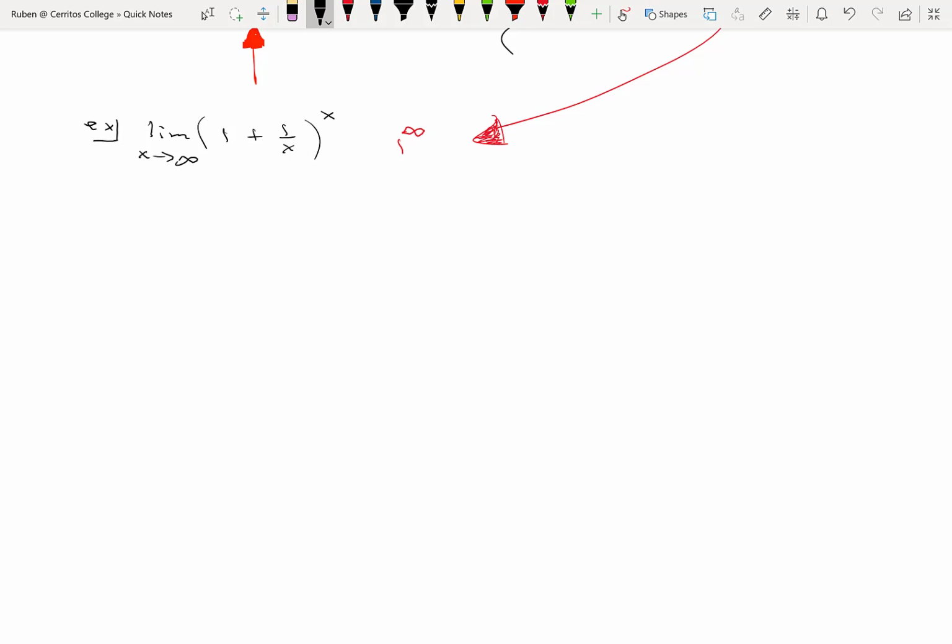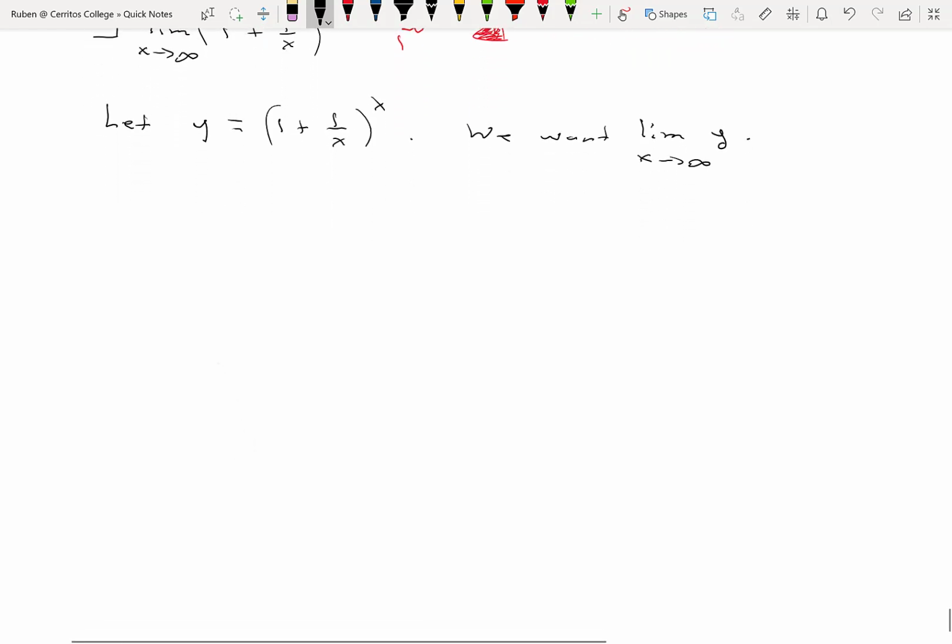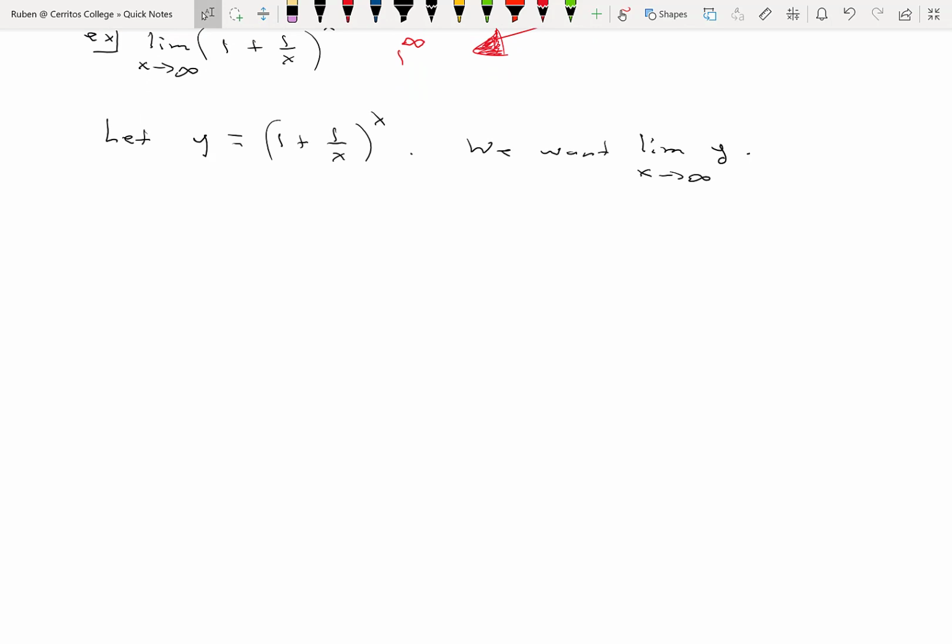Okay. So the trick is to let y equal the function whose limit we're evaluating. And we want the limit as x approaches infinity of y. Okay? So the reason we're doing this is we're going to do something similar to what we did earlier in the course with logarithmic differentiation. I want that exponent down. So I'm going to take the natural logarithm of both sides.